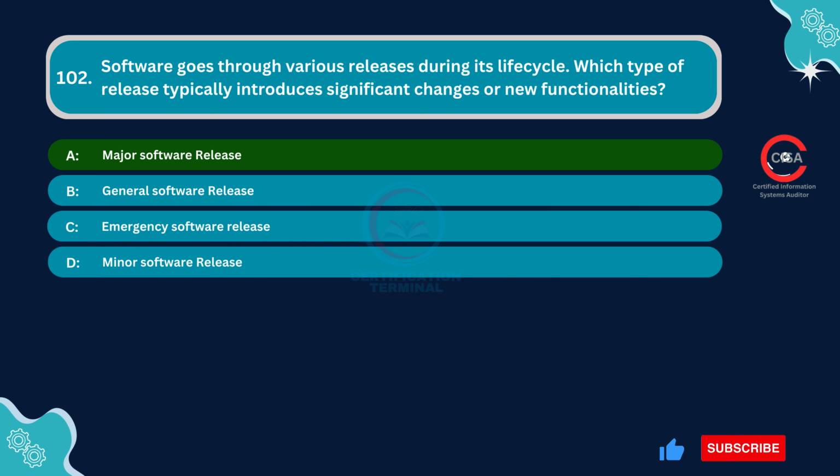Major releases are planned updates designed to introduce substantial changes, enhancements, or entirely new functionalities to the software. They often involve significant development efforts and might require user training due to the introduction of new features. Understanding software release types is crucial for IS auditors. Major software releases are the ones that introduce significant changes or new functionalities, and these updates warrant particular attention during an audit to assess potential risks associated with the new features and ensure proper implementation.